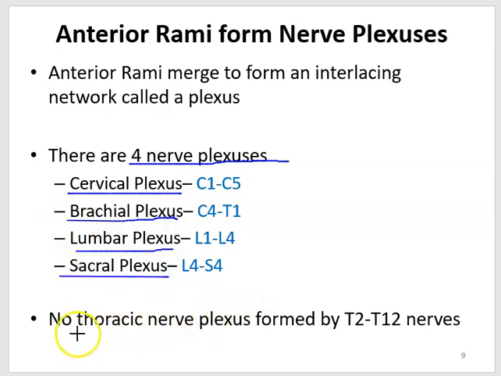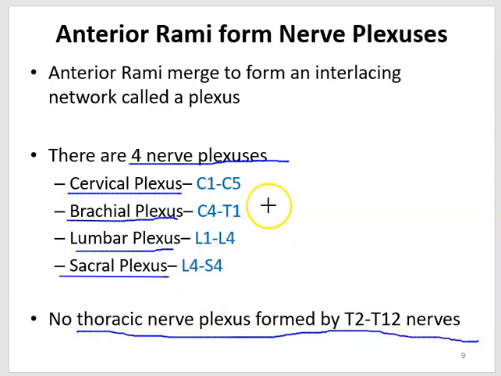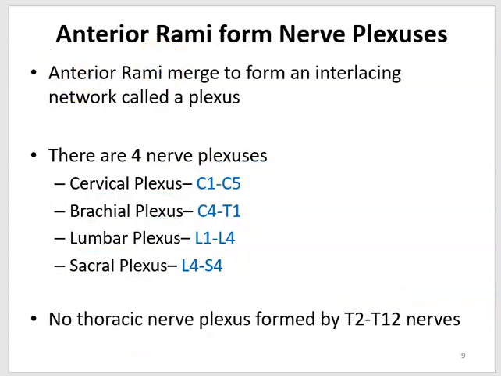No thoracic spinal nerves form any kind of plexus. Well, I shouldn't say that, T1 does. It's part of the brachial plexus. But there is no thoracic plexus. T2 through T12 do not form any kind of plexus. Now remember, these plexuses are mergings of spinal nerves, but just the anterior rami, not the posterior rami.